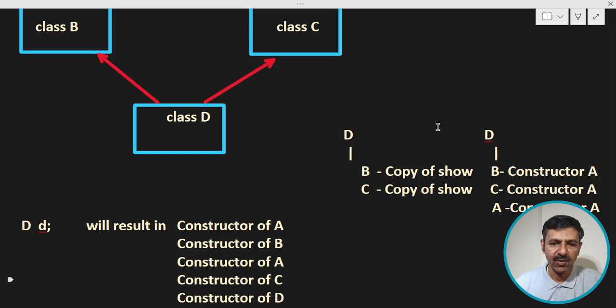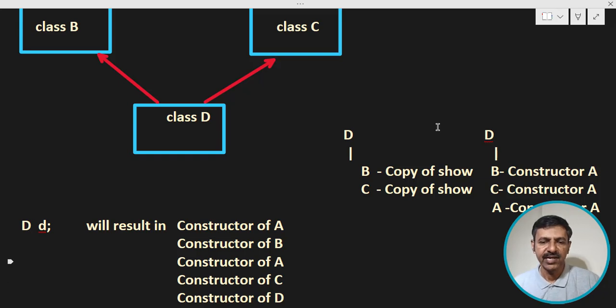So the diamond problem results in repetition of the constructor of A, once with B and once with C, because a copy of the constructor of A is in B and also in C, and in D you are inheriting from both B and C.